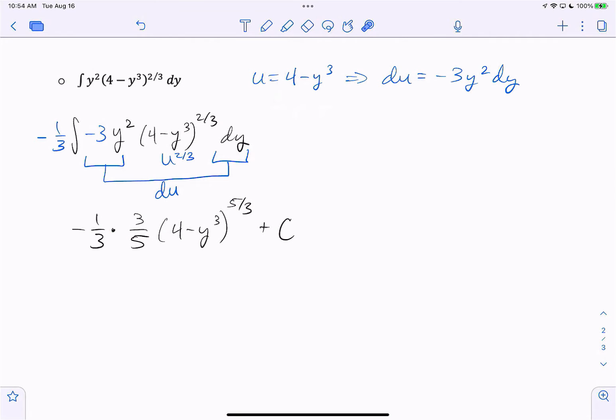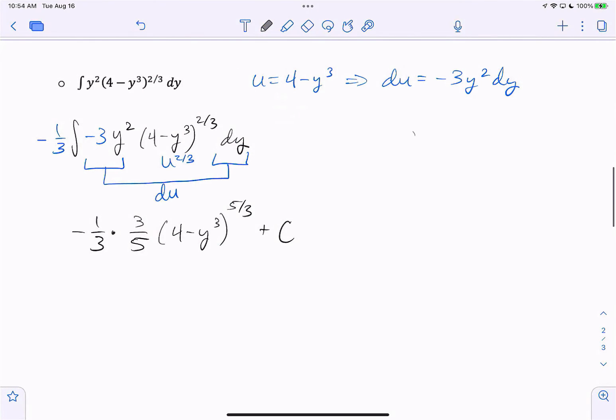So my u is the inside function in the composition. So u is equal to 4 minus y cubed. Du is then negative 3y squared dy. Don't forget there's a negative in front of y cubed, right? So I need to multiply and divide by negative 3. Now I did this substitution basically in my head. Negative 3y squared dy gets replaced by du.